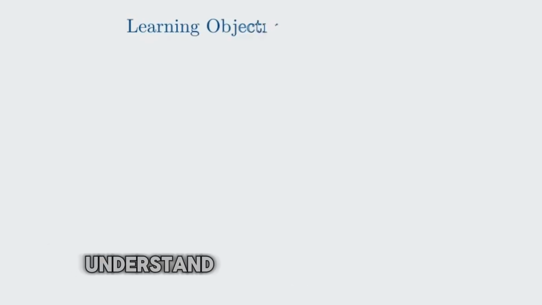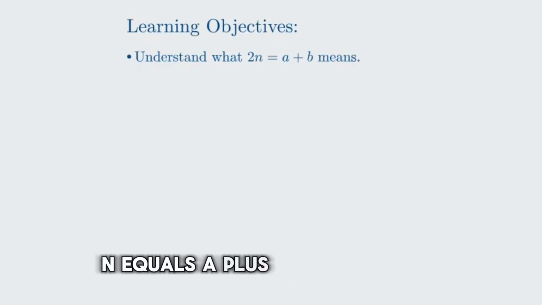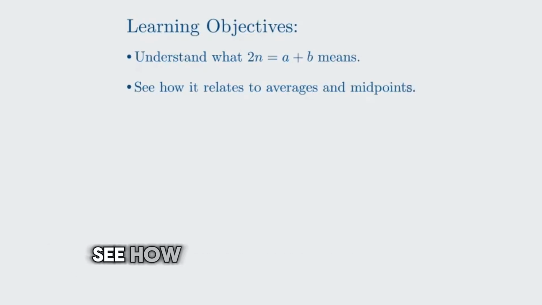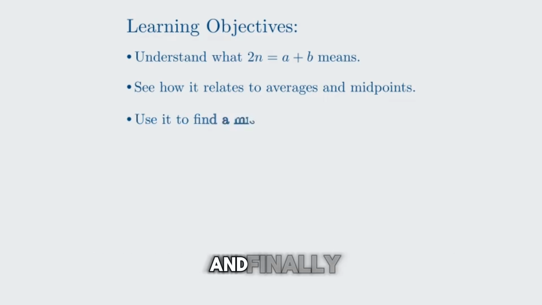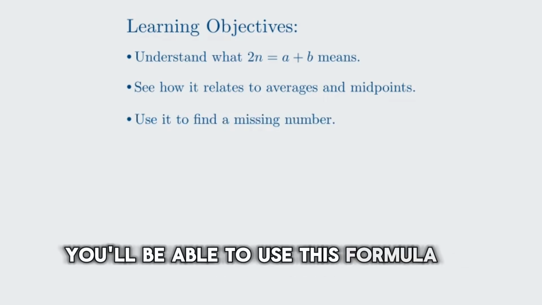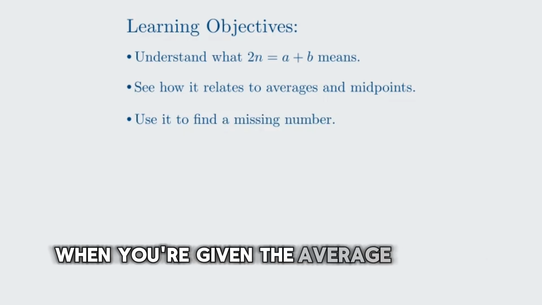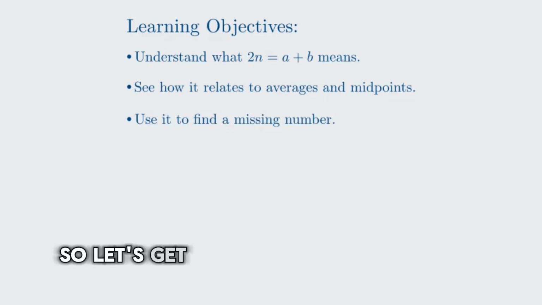Hello, today we're going to explore a simple but powerful relationship in math. This relationship can help us solve certain types of problems. By the end of this video, you will be able to first understand what the expression 2n equals a plus b means. Second, see how it relates to finding the average or midpoint between two numbers. And finally, you'll be able to use this formula to find a missing number when you're given the average and one of the numbers. So let's get started and demystify this equation.